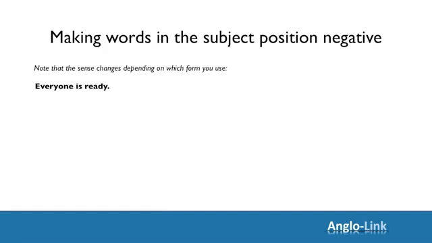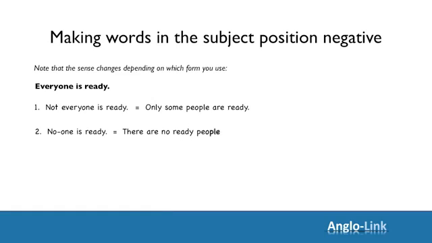Everyone is ready. Let's add not to the beginning of the sentence. Not everyone is ready. And as you know now, it means only some people are ready. The other case, no one is ready, means that there are no ready people. Again, quite a different idea from the first one. And again, avoid using a negative verb because it makes it ambiguous.